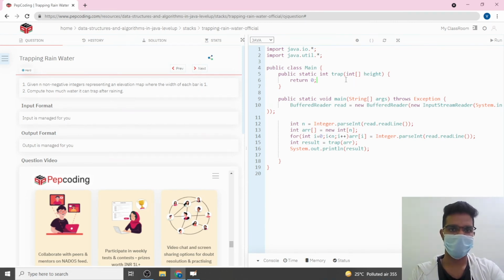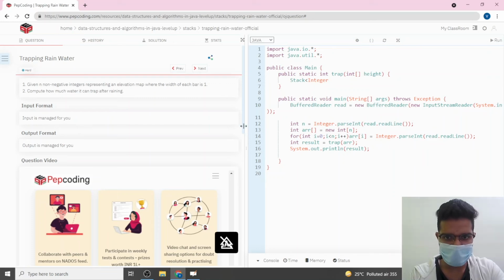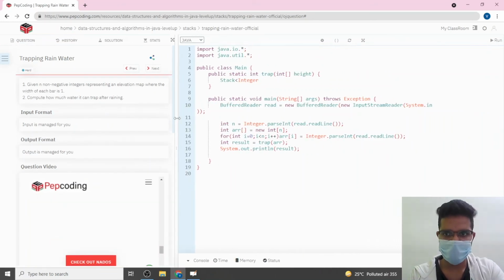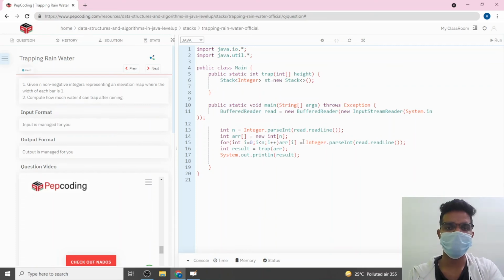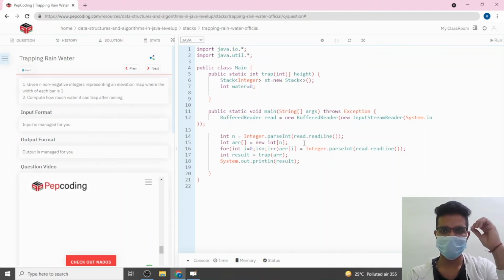So we are given height, right? That is a non-negative value. First, we are going to create our stack. We are required to calculate the total amount of water trapped, right? So stack st equal to new stack. Now I'm going to create a variable water that's going to store our water, right?